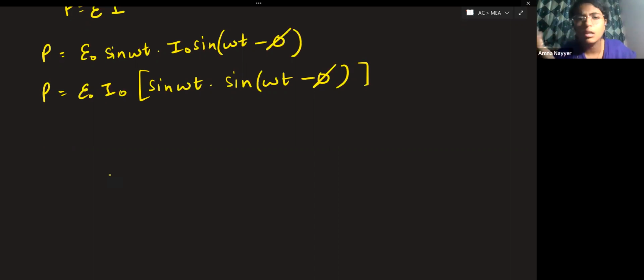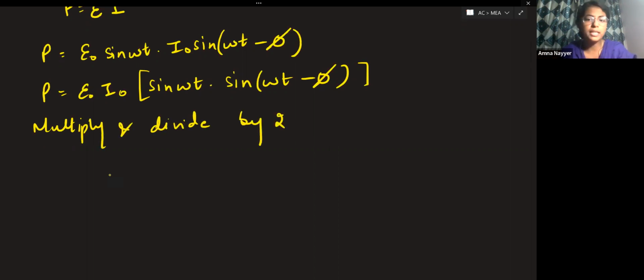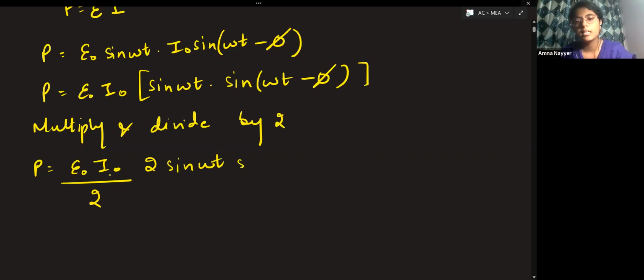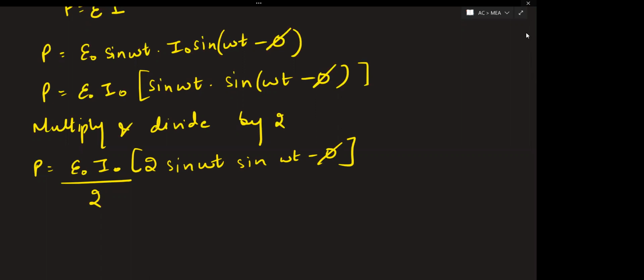This much we can do because that won't affect anything if I multiply and divide by 2. Why are we doing that? To make an identity, because here we are not forming any identity. How will we solve this? To simplify it, I multiply and divide, so dividing here, multiplying here, this is 2 sine omega t sine omega t minus phi. And what is phi actually? An angle. Phase angle.